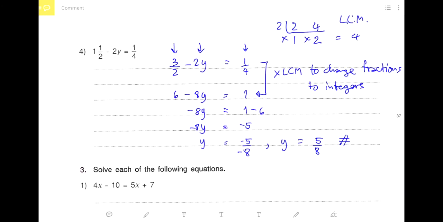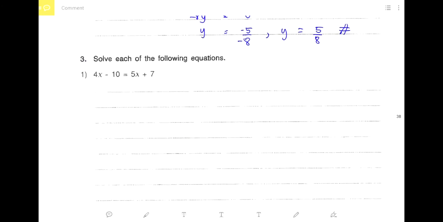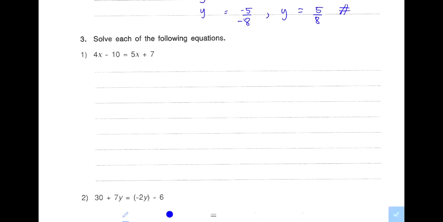Yeah. So try to learn from it. Okay. Try to learn from it. Next one. This one is easy.